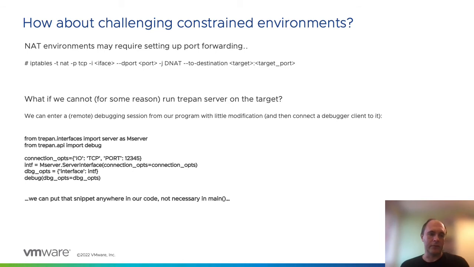You just need to import the necessary Trepan modules. You need to set up the connection options, like in this case the input-output is via a TCP network socket. The port is 12345. You have to instantiate the debug server interface, set the debug options, and then just run the debug session. This snippet of code can be placed anywhere in your source code. You don't need to put it into your main method, so you can put it anywhere you wish.